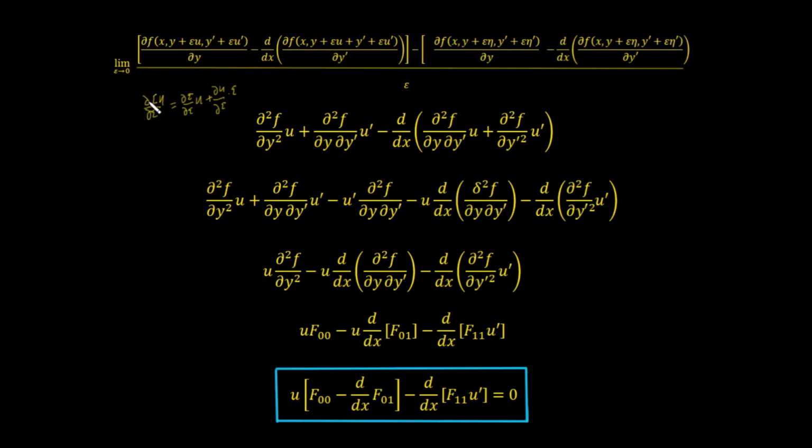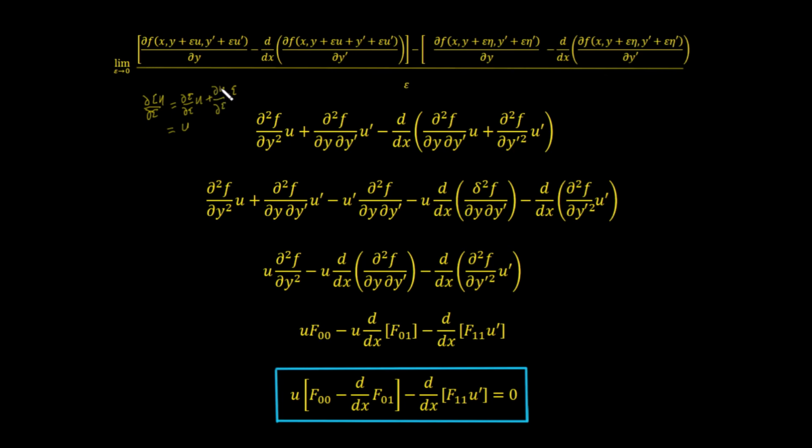We differentiate this one and then multiply it by this one, and then we differentiate this one here and multiply it by this one. But now note that partial epsilon by partial epsilon is a value of 1, so that's just 1 times u, which is a value of u.